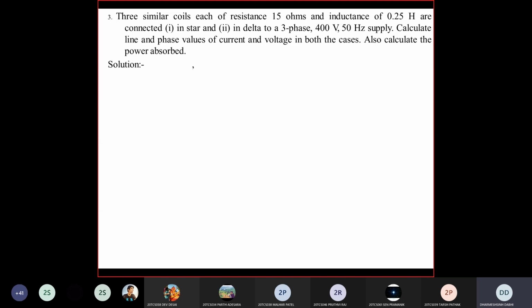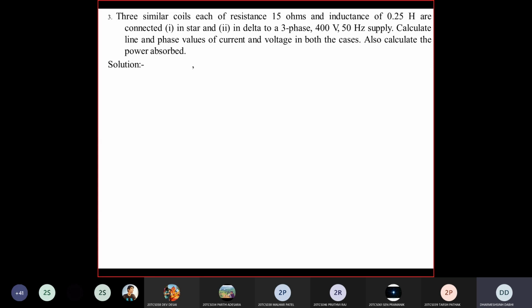Then find out the line current and phase current. What is the relation of line current and phase current in a star connected system? Yes, both are same. Then how to calculate phase current from the given data? Find impedance, and the formula is phase voltage divided by impedance Z. Impedance is not given directly here. R and L are given, so you need to calculate Z.